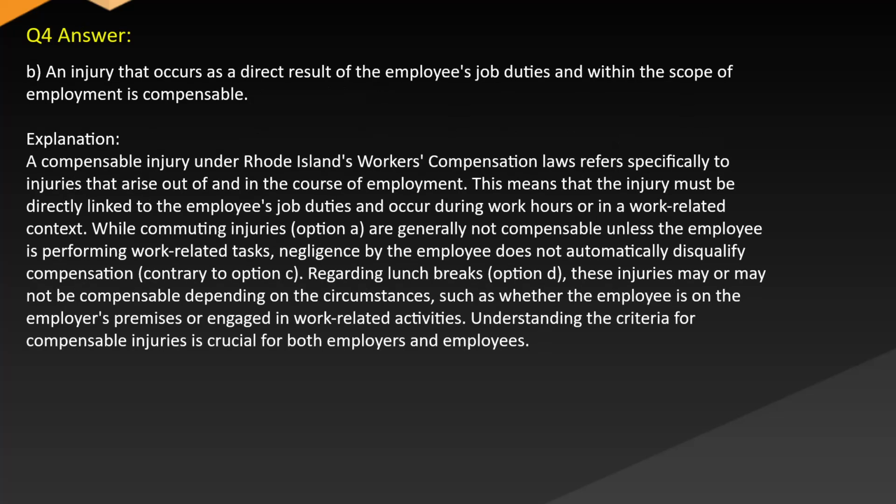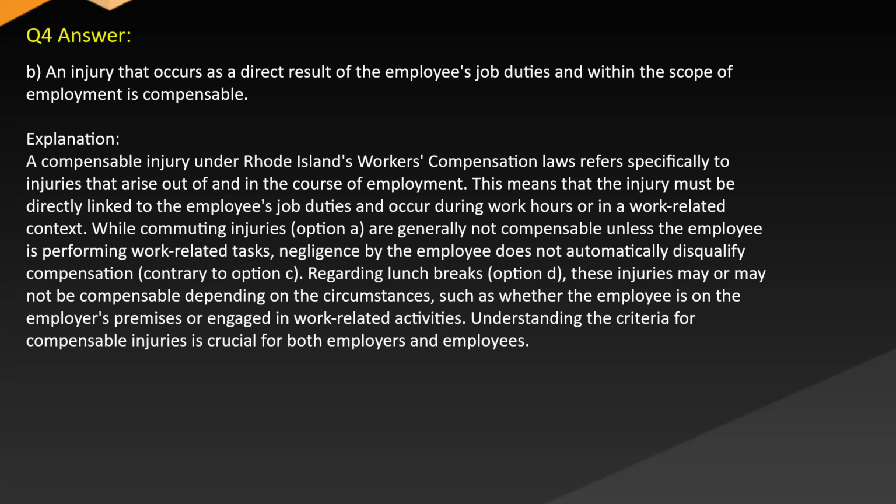Answer B. An injury that occurs as a direct result of the employee's job duties and within the scope of employment is compensable. Explanation. A compensable injury under Rhode Island's workers' compensation laws refers specifically to injuries that arise out of and in the course of employment. This means that the injury must be directly linked to the employee's job duties and occur during work hours or in a work-related context. While commuting injuries, option A, are generally not compensable unless the employee is performing work-related tasks.